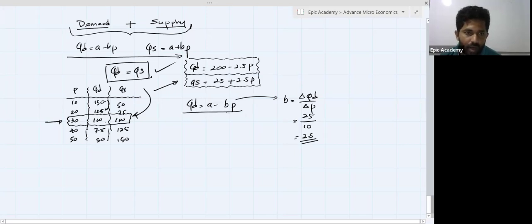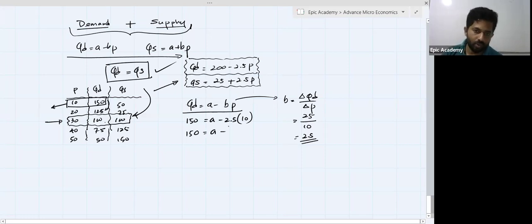Now just take one option from this demand schedule. I will take the first option. Quantity demand is 150, equal to A minus B, which is 2.5, multiplied by the price, which is 10. So 150 equals A minus 2.5 multiplied by 10. It is just 25.